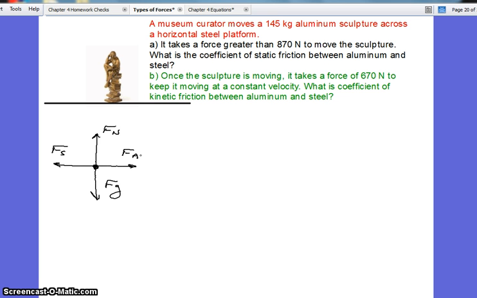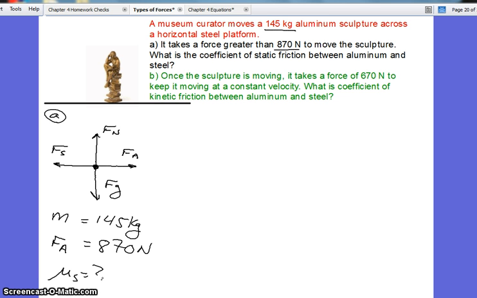So we have a free body diagram, and then we write down our givens. We know that it is a 145 kilogram statue, and that is considered the mass because it is in kilograms. And then we also know that it's an 870 newton force. That is how much force we are applying to the statue. So we're just doing letter A right now. We want to find the coefficient of static friction.